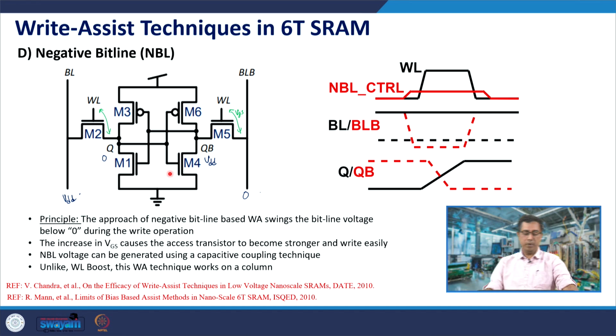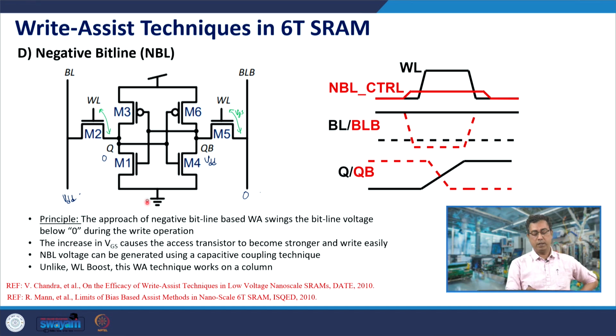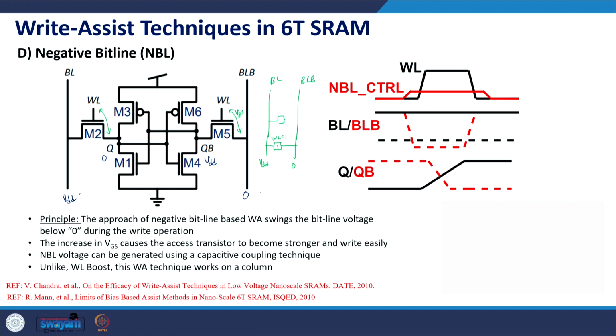But this also has the problem that other cells in the column are affected, because in the column you have other SRAM cells and those other SRAM cells have their word lines at 0. Suppose you have these SRAM cells, so this is cell 1 and you are selecting the word line of cell 1. So, you are writing in this, but cell 2 you are not selecting the word line.